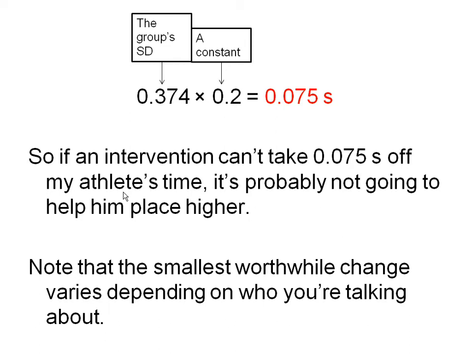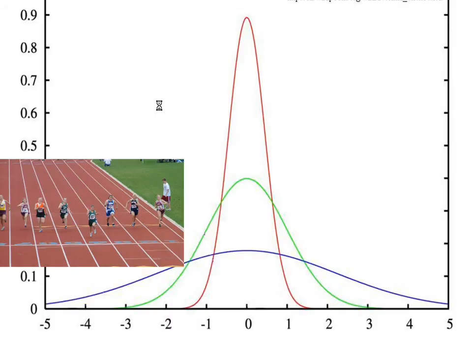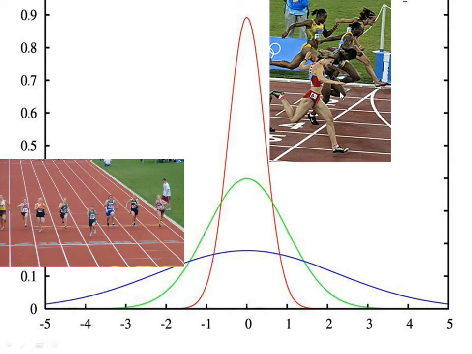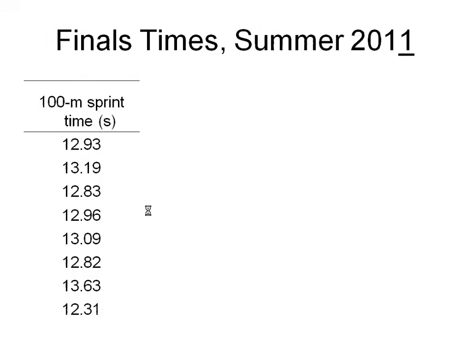Note the smallest worthwhile change varies depending on who you're talking about, because the standard deviation is going to change. If we have our Olympians, we have a very small standard deviation, and therefore when we multiply it by that 0.2, the result doesn't come out as very large. Whereas if we take our school kids, then the standard deviation comes out much larger, and therefore the smallest worthwhile change comes out as much larger.